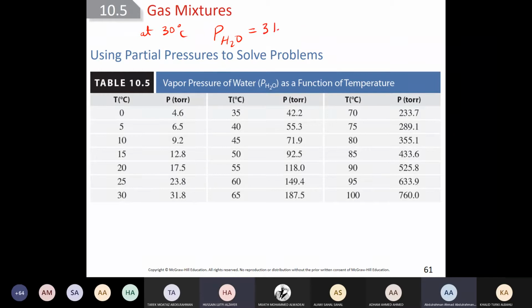31.8 millimeter Hg. All right, so we know what will be the pressure of the other gas.